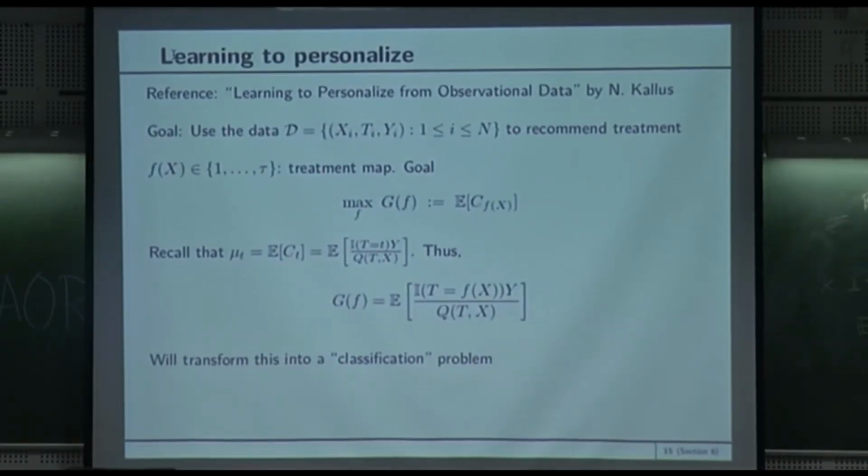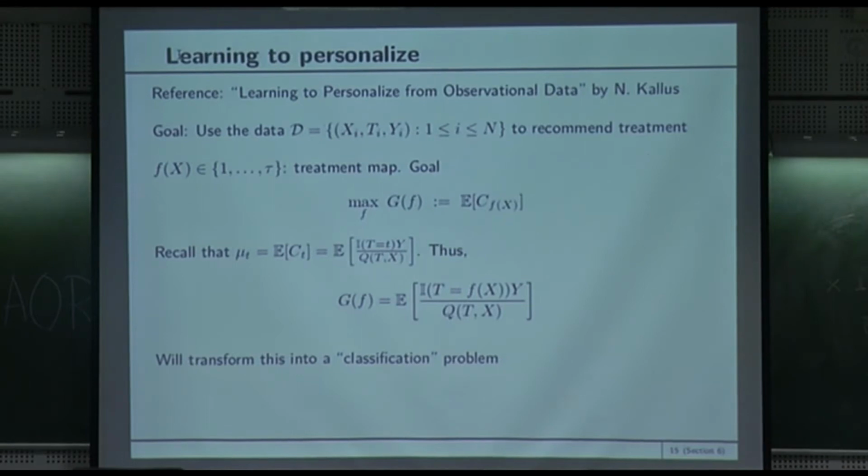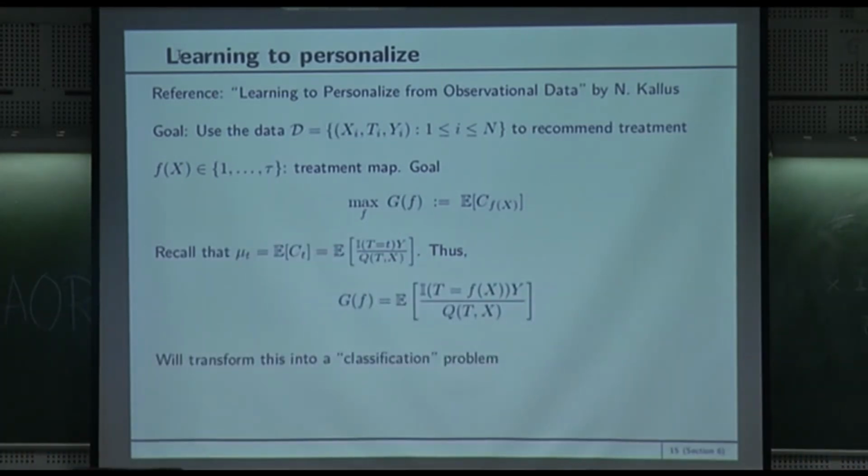There's a nice paper, Learning to Personalize from Observational Data by Nathan Kallus, which is interesting. Basically what he's trying to do is that he's got a data set where he looked at some confounding variables, the xi's. There were n users in the data set. For each of those users you had a variable xi, which was the confounding variable, the treatment level that they were given, ti, and the outcome that you got, yi.